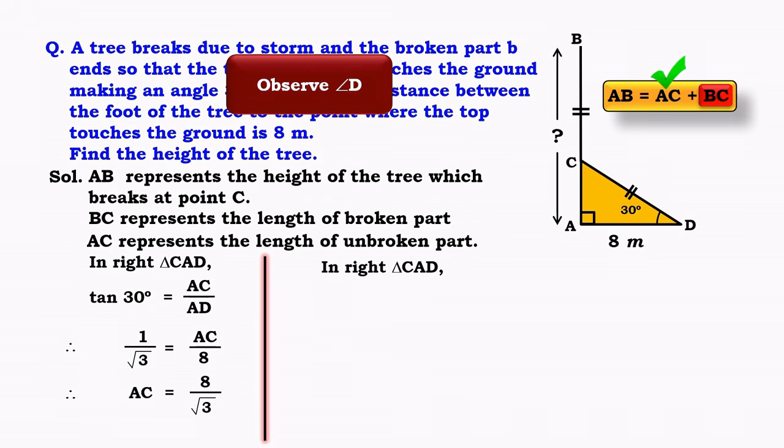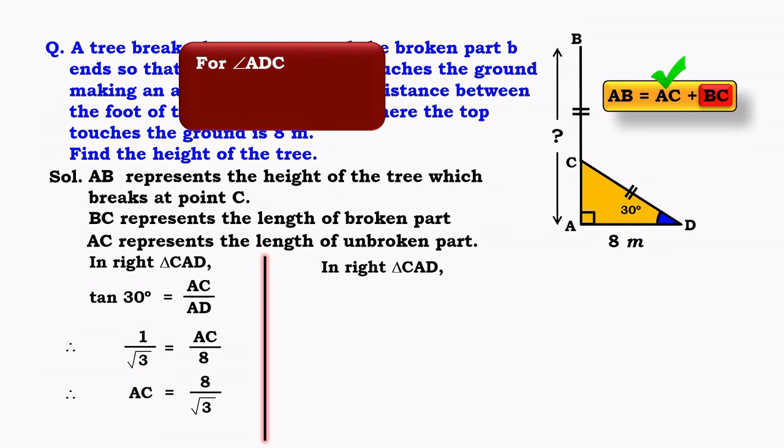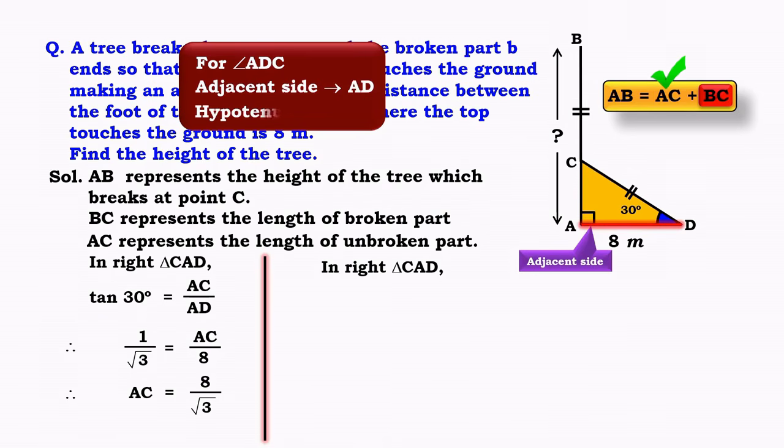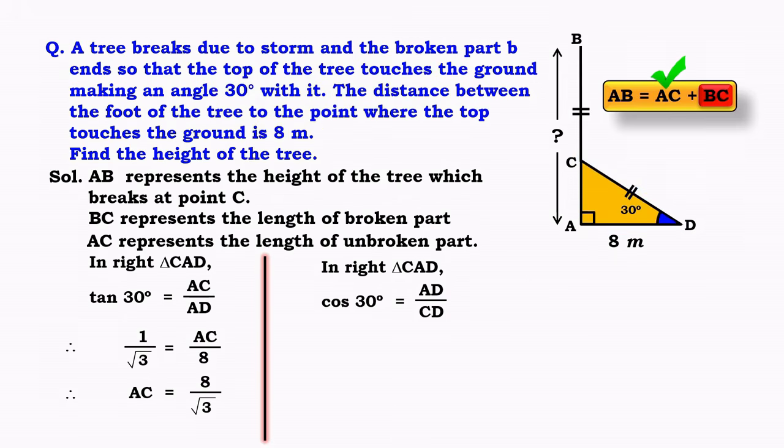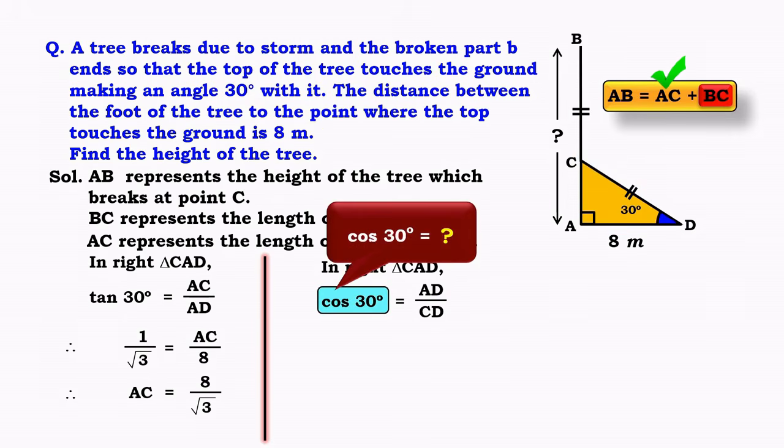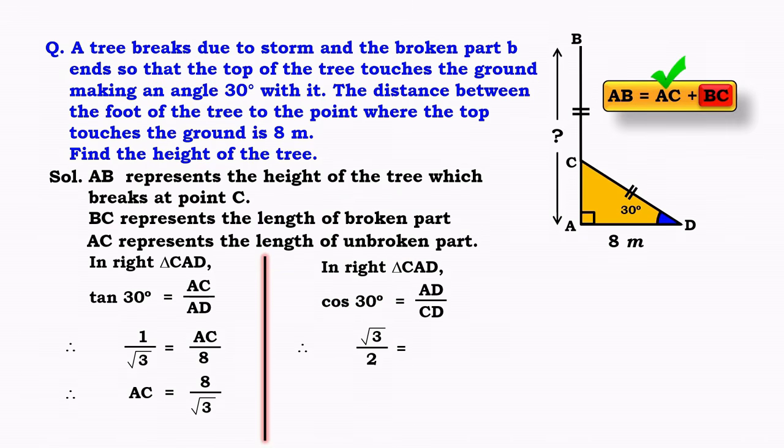Now, look at the right-angled triangle ACD again. For the angle of 30 degrees, AD is the adjacent side and CD is the hypotenuse. The ratio of the adjacent side to the hypotenuse reminds us of cosine. Therefore, the cosine of 30 degrees is equal to AD divided by CD. Since AD is 8 meters and CD is equal to BC, we can write the cosine of 30 degrees as 8 divided by BC. We know that the cosine of 30 degrees is root 3 divided by 2.